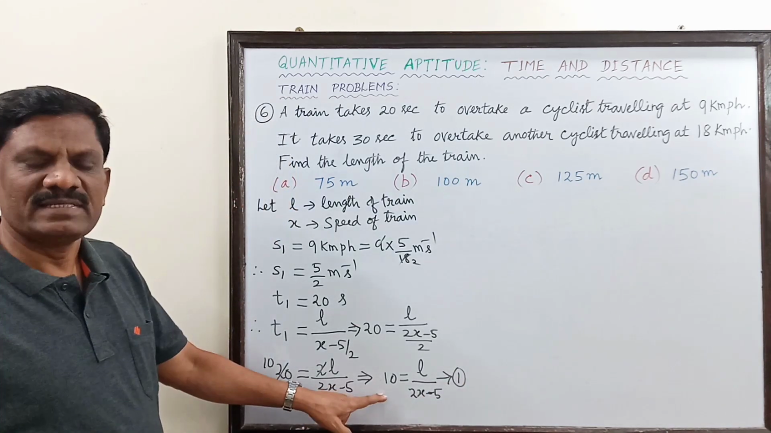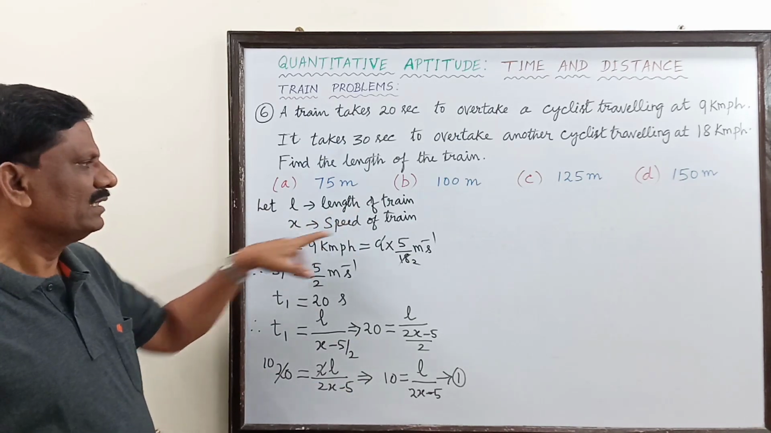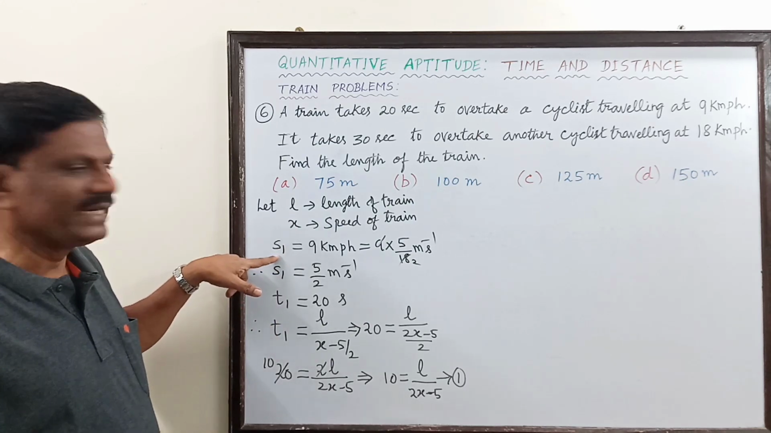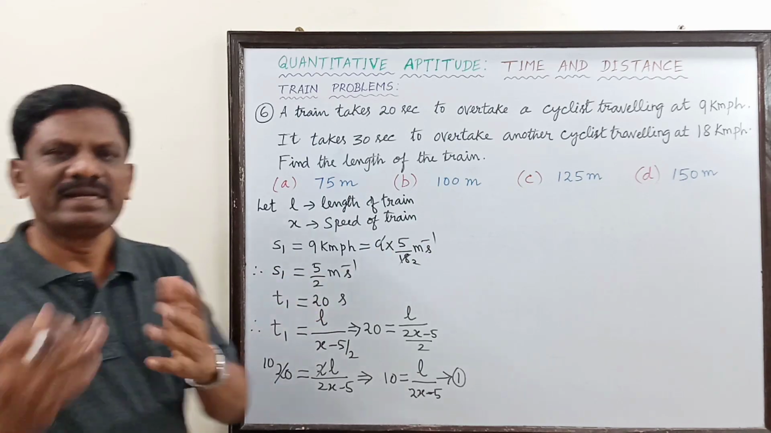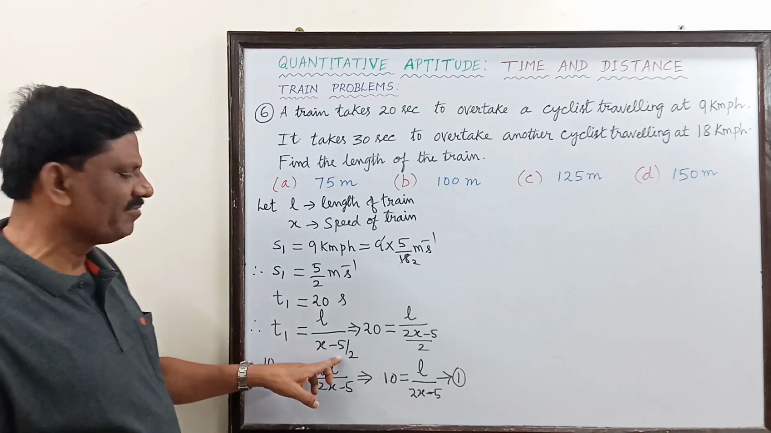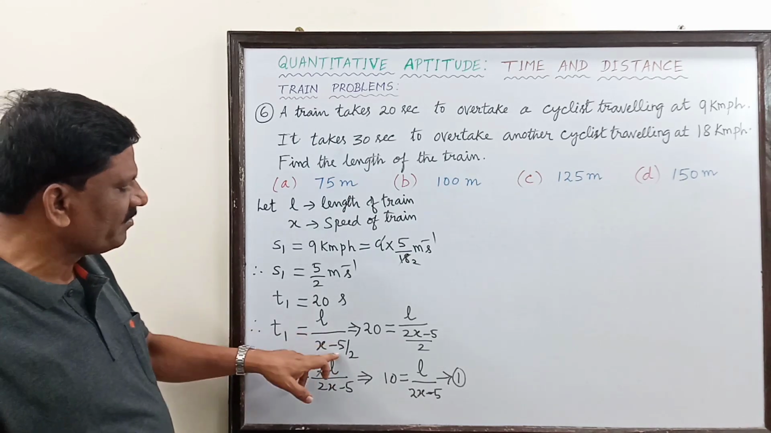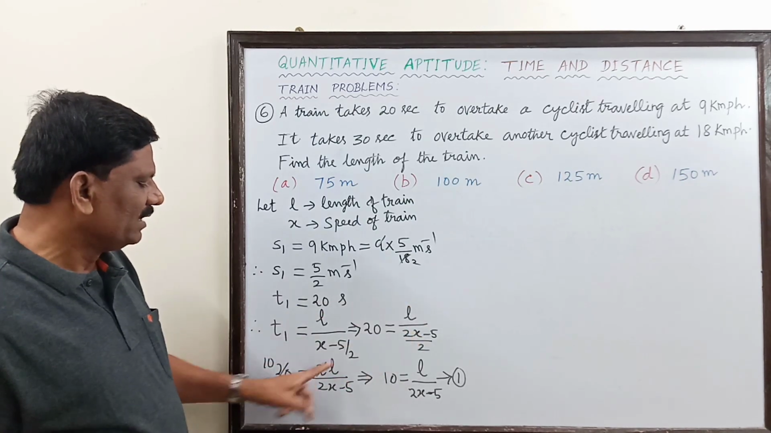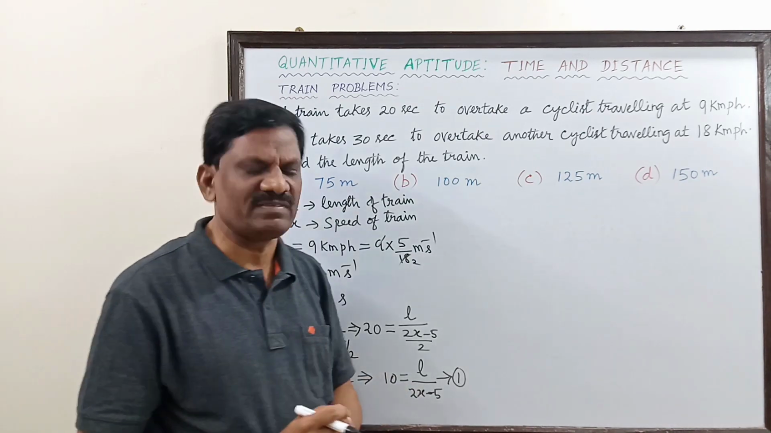Have you understood up to this first step? We have taken the length of the train as L and the speed of the train as X. The speed of the first cyclist in kilometers per hour we have converted into meters per second. So the relative speed of the train with respect to the first cyclist must be equal to x minus 5 by 2. If I take the LCM, it is 2x minus 5 divided by 2. So this 2 is taken to the numerator as 2L, and the 2 and 2 get cancelled. Therefore 10 is equal to L divided by 2x minus 5.